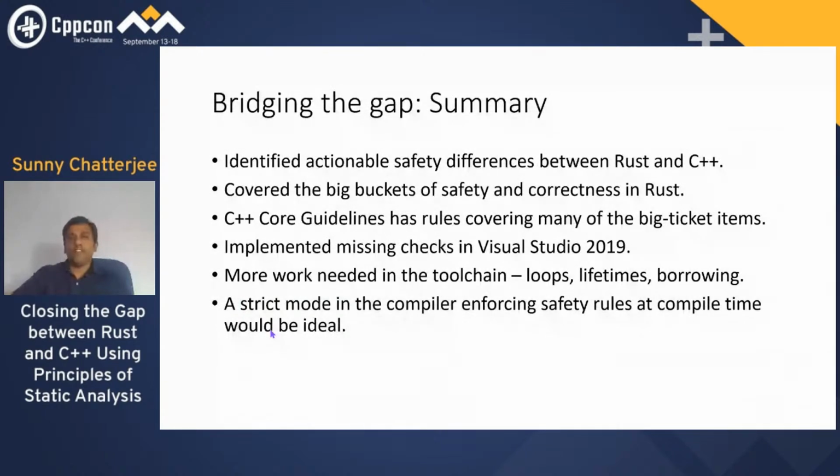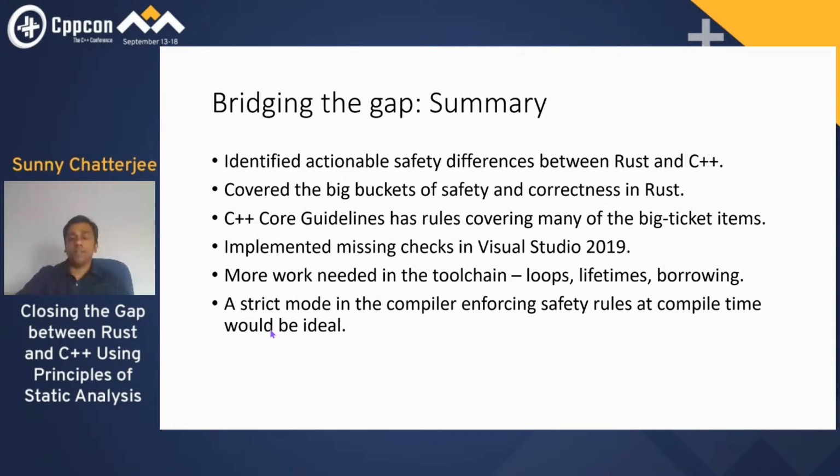So I wanted to summarize the exercise that we just did here. So we tried bridging the gap between the two languages. We identified actionable safety differences. We covered the big buckets of safety and correctness. We also explored rules from C++ core guidelines that cover many of the big buckets we looked at. We looked at what exists in Visual Studio code analysis today, and for missing checks, we tried adding them in the latest preview.